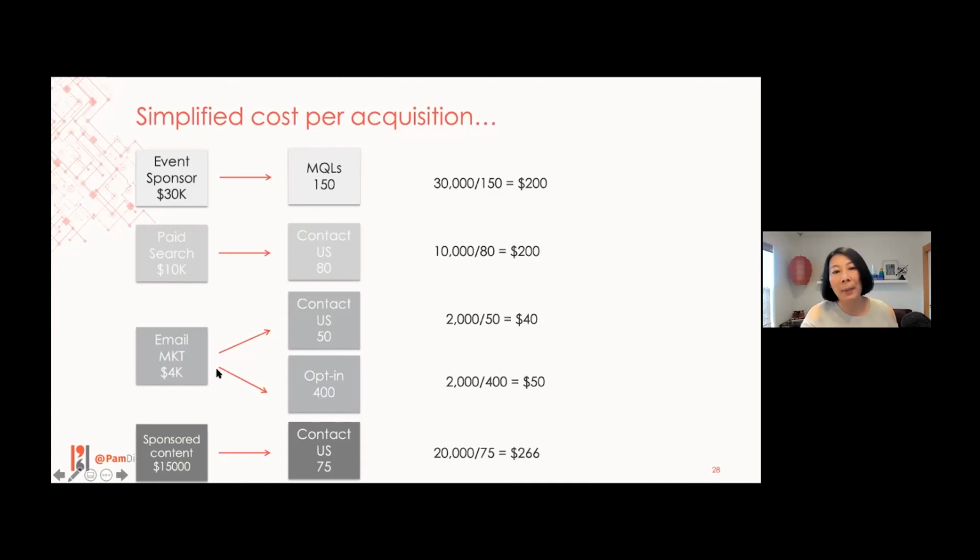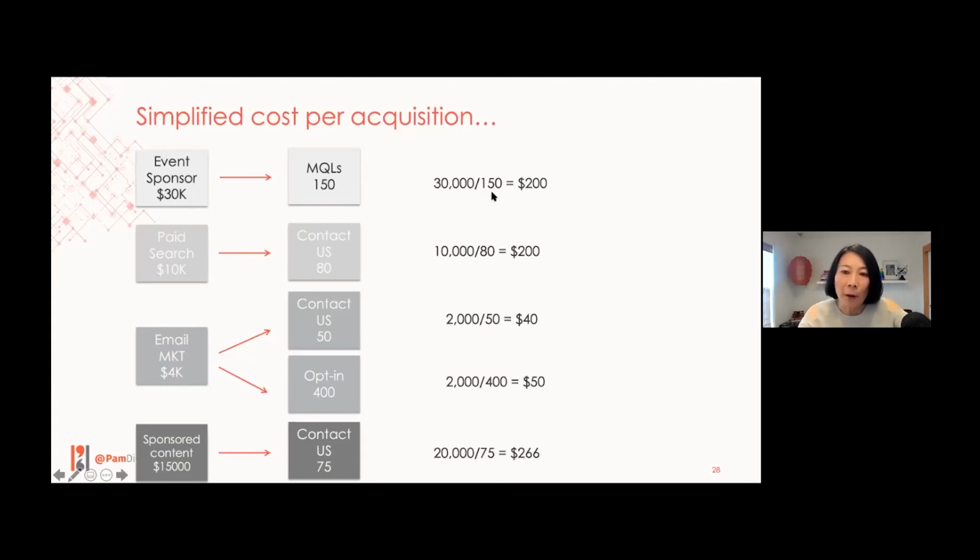If you do email campaigns, depending on the campaign, some of them have a call to action of contact us, some of them have a call to action of opt-in. Let's just assume that you spend 50% and 50% on each, then contact us here is $40, because you got 50 people through the email marketing who said, okay, why don't you have your salespeople call me? That's $40. And in sponsored content, you did some retargeting ads and also some paid ads, and you spend $15,000 to get contact us at about 75. Then that cost per lead or per acquisition is about 266.